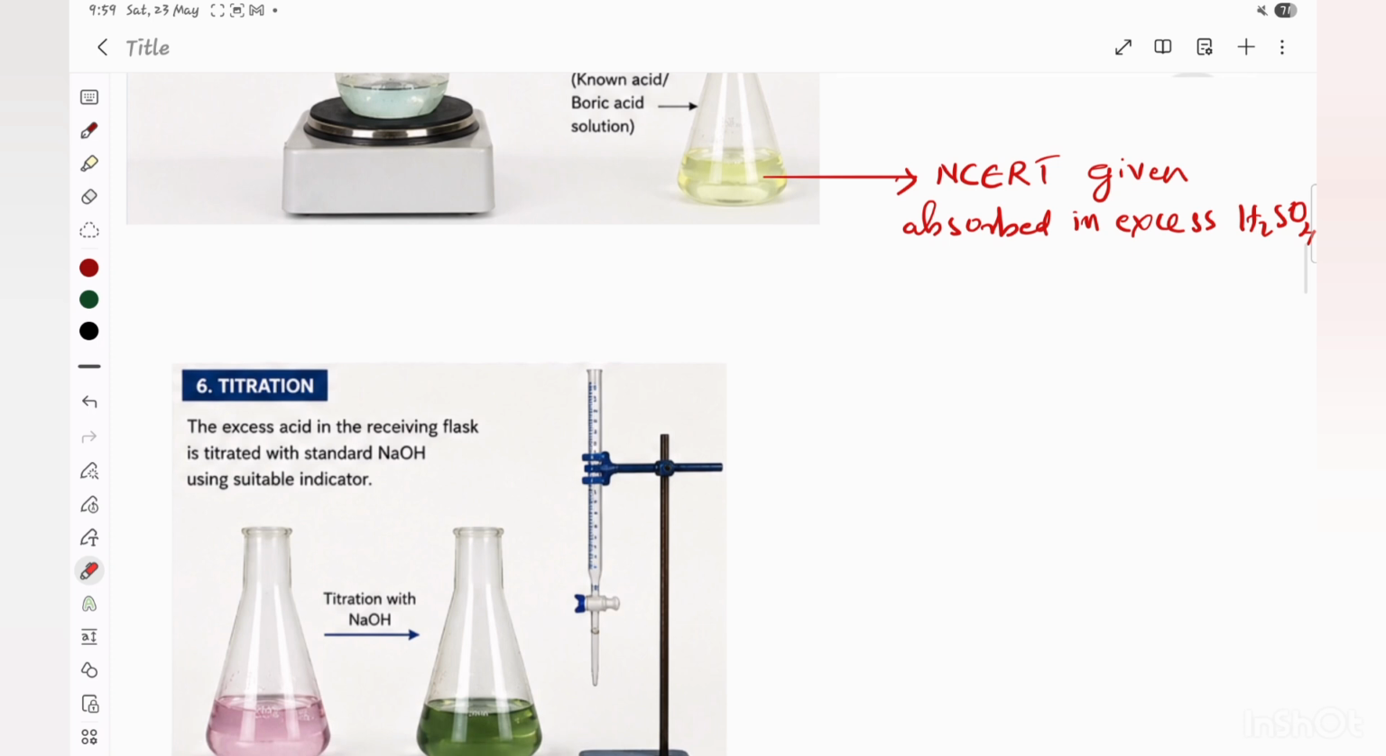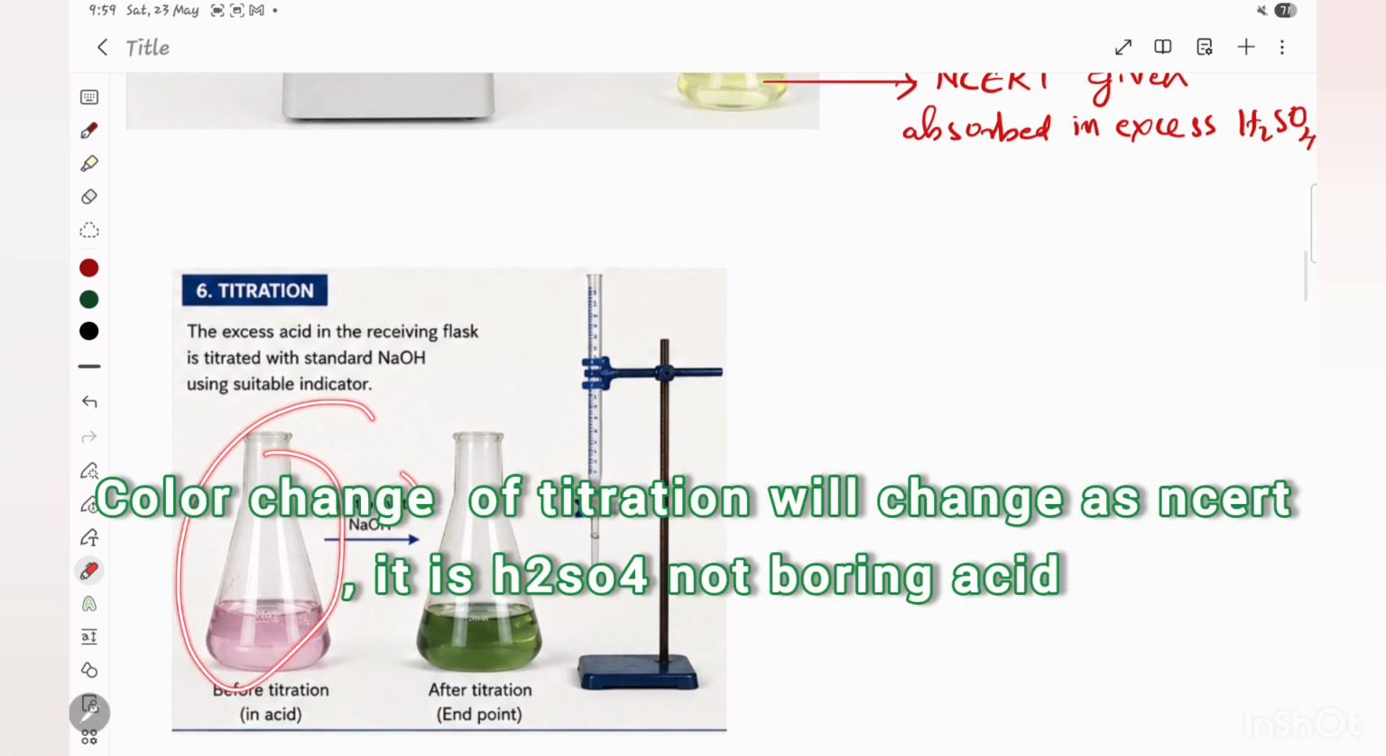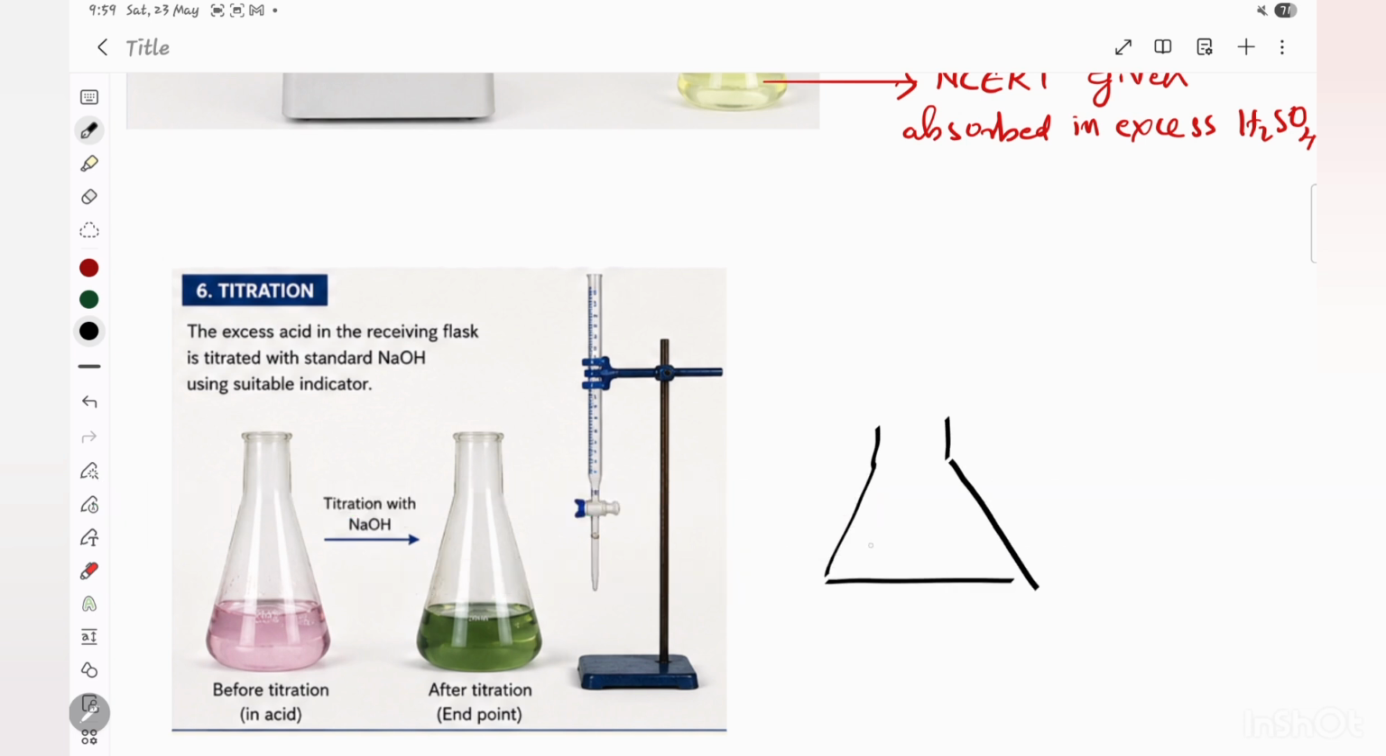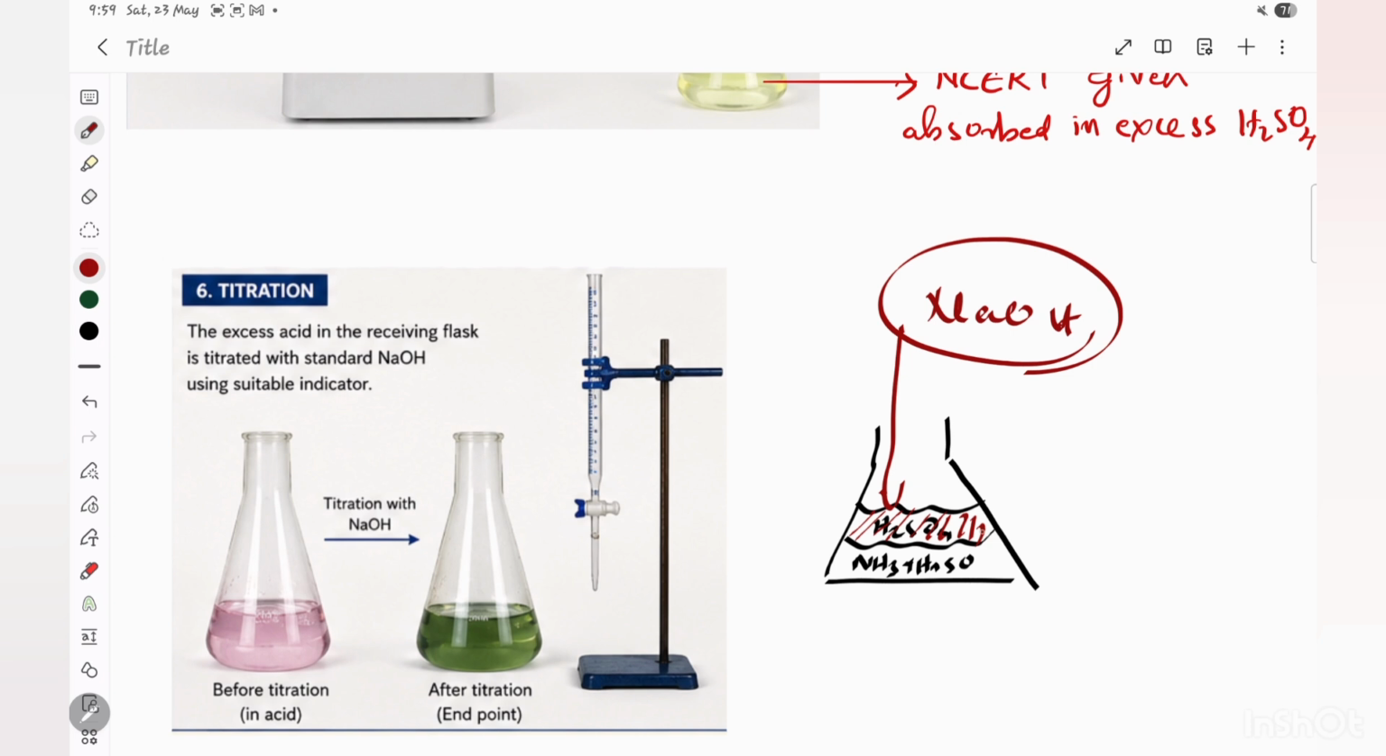Now we will titrate this with NaOH. In the conical flask, we have NH3 absorbed with H2SO4, and we have the rest of the H2SO4 which has not reacted with NH3. This leftover H2SO4 will act as an acid and will react with NaOH. So this particular H2SO4 we take, and we are going to titrate it with NaOH.